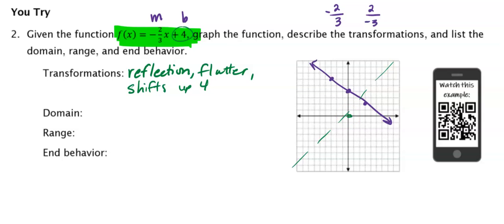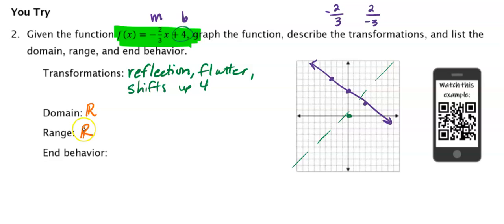units above that. All right, for our domain and range, those are actually pretty easy ones because we've talked about quite a bit how if you have a linear function, your domain and range are both all real numbers because the graph keeps going in both directions, left and right, and up and down. So domain and range are both all real numbers.